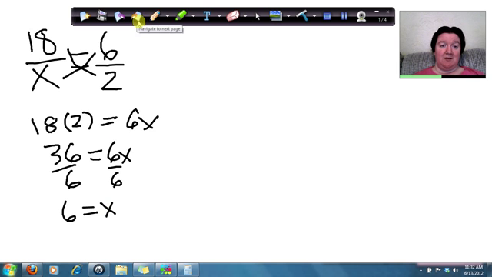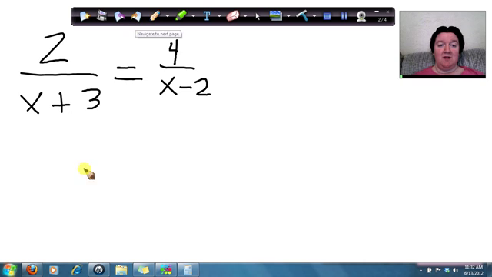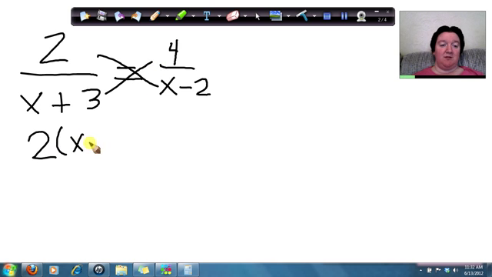Let's look at another description. Here we have 2 over x plus 3 equals 4 over x minus 2. Again, we need to cross multiply. So we can multiply those parts together and multiply those parts together. So I'm taking 2 times x minus 2. And that's equal to 4 times x plus 3.